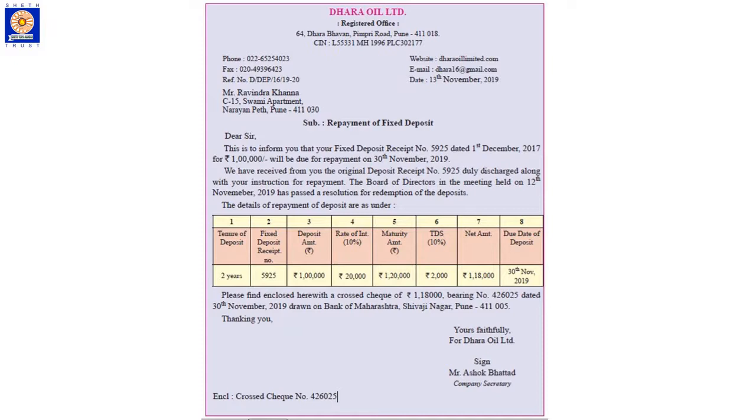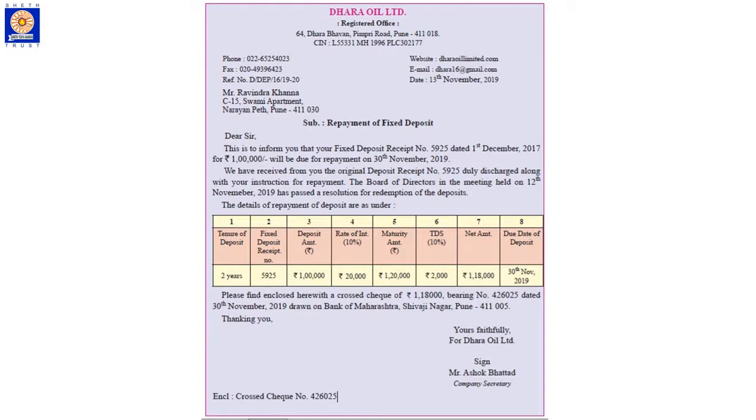Tenure of deposit, that is period, 2 years. Fixed deposit receipt number. Now till now you might have understood what is a fixed deposit receipt number. 5925. Deposit amount 1 lakh. The rate of interest is 10%, but the amount is 20,000. Now you should have a question that if 10% of 1 lakh, then how come it's 20,000? So it's actually 2 years of interest.